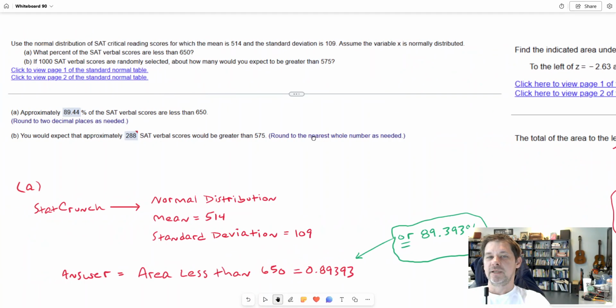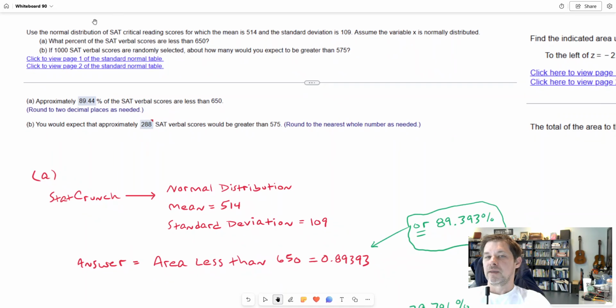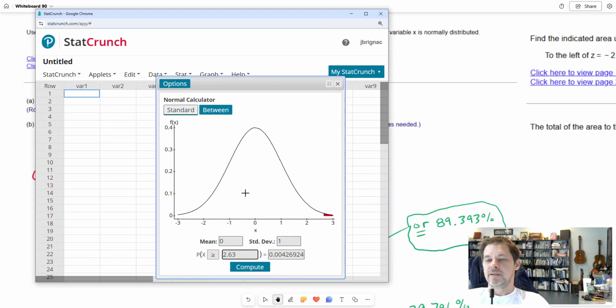Okay, so next one. It says this, that we have SAT test scores that happen to have a normal distribution. And most things that you measure about people are normally distributed. Heights, weights, IQs, how fast they can run, so on and so forth. Test scores, I would expect most of that stuff to be normally distributed, meaning most people are going to be somewhere in the middle. Very few will be much higher than that or much lower than that.